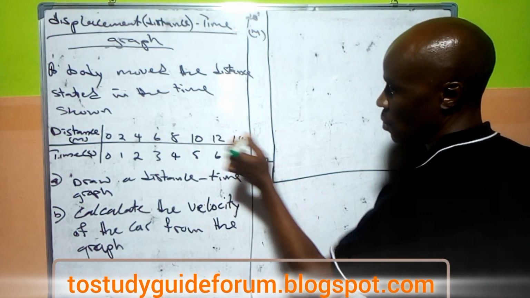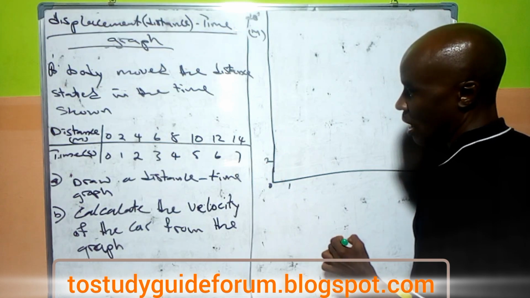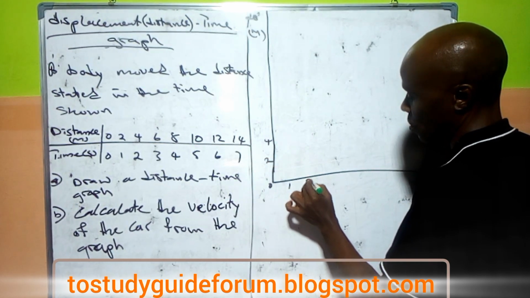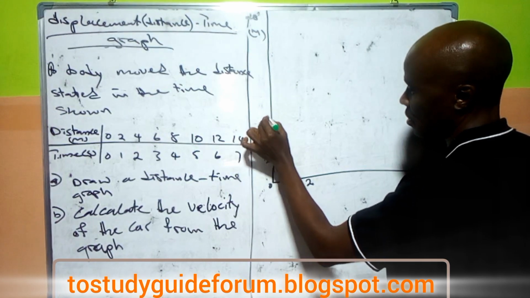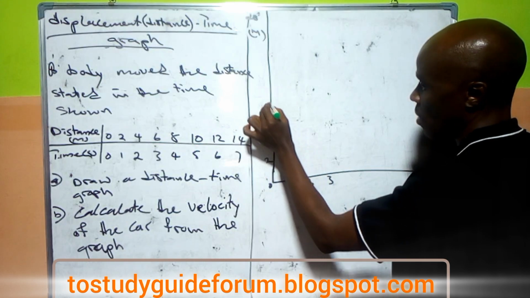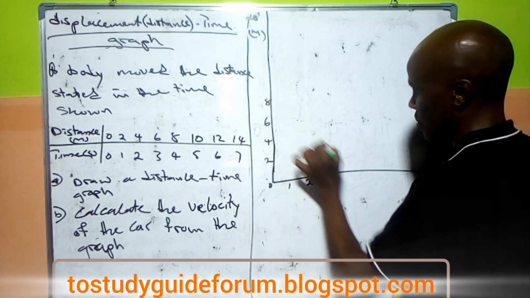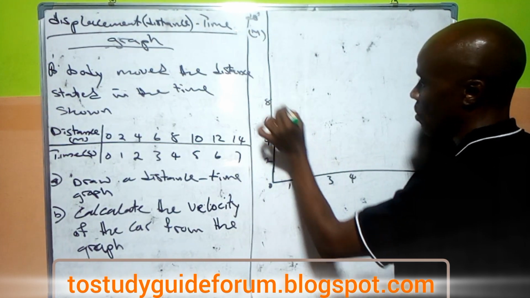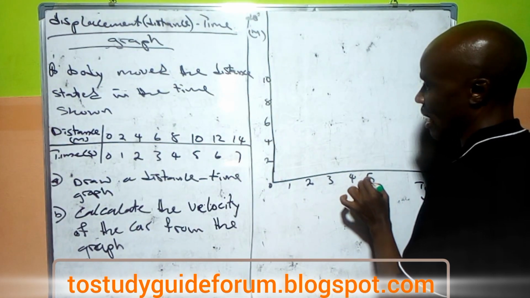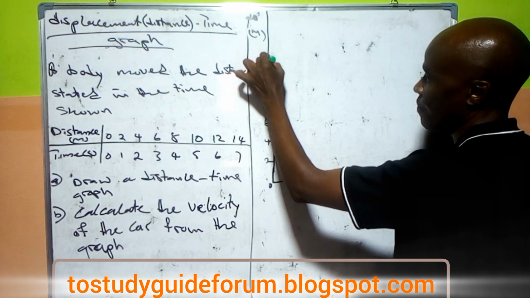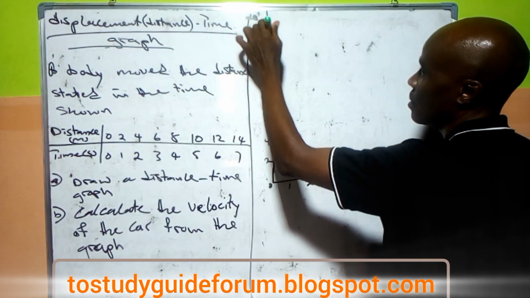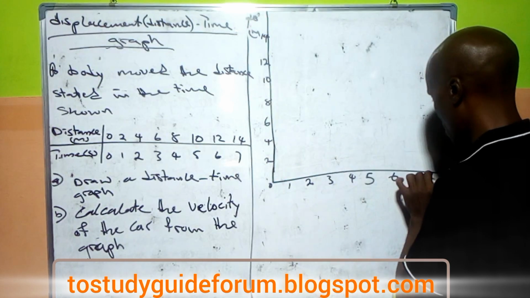When we have 2 in the distance, we have 1 in time. When we have 4, we have 2. When we have 6 in distance, we have 3. When we have 8, we have 4. When we have 10, we have 5 in time. And when we have 12, we have 6. When we have 14, then here we have 7.